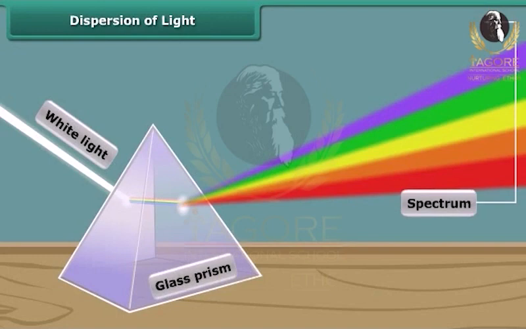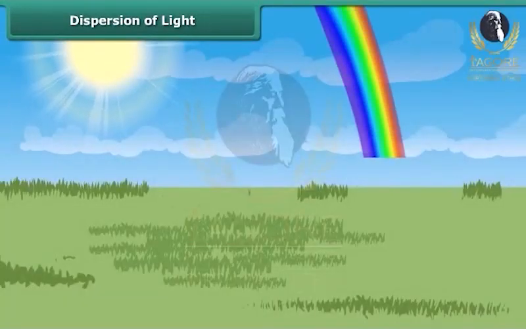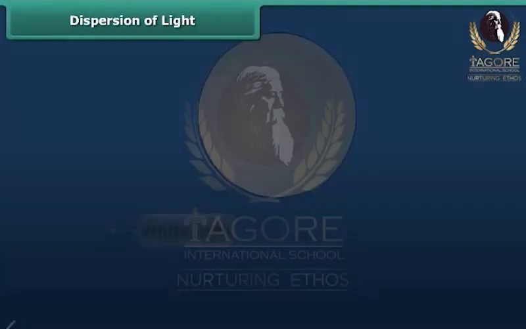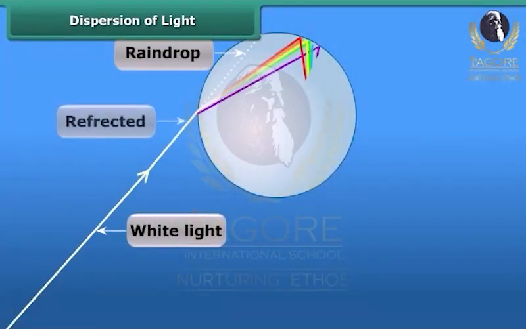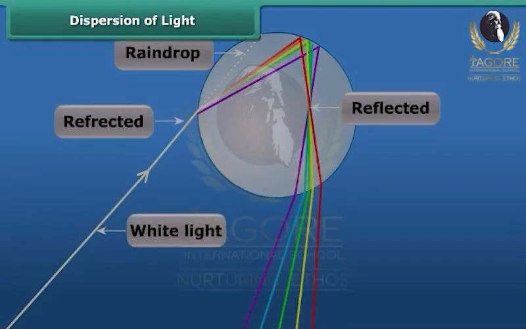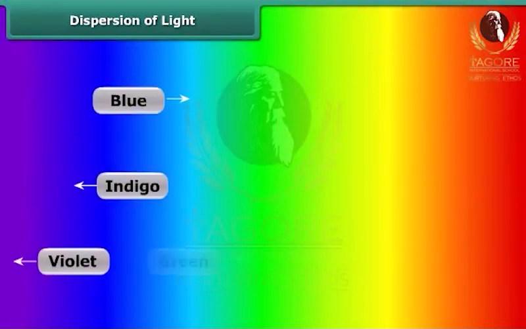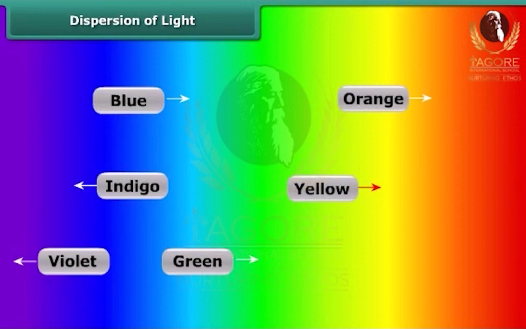Group of these colors represent the spectrum of white light. Therefore, this phenomenon of splitting of white light into its constituent colors is called the dispersion of light. Coming back to the rainbow, we can now say that the dispersion of white light passing through the water droplets formed the rainbow. The colors can be seen in the following order: violet, indigo, blue, green, yellow, orange, and red, or VIBGYOR.